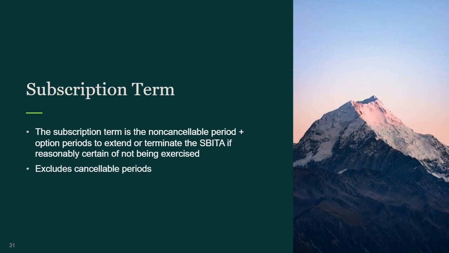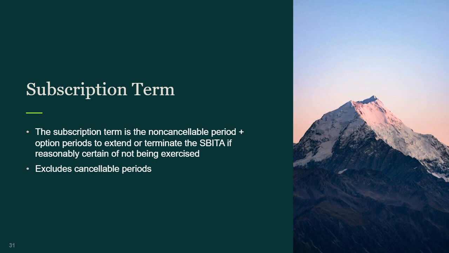So the subscription term is the period during which a government has a non-cancelable right to use the underlying IT assets. It also includes several periods depending upon whether or not it's reasonably certain that either a government or the SPITA vendor will exercise or not exercise an option to extend or an option to terminate. It's important to remember that it also excludes those cancelable periods. So periods during which both the government and the SPITA vendor have an option to terminate the SPITA without permission from the other party. Those are considered cancelable periods and are excluded from the subscription term.